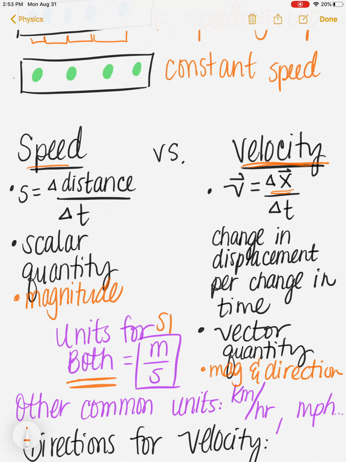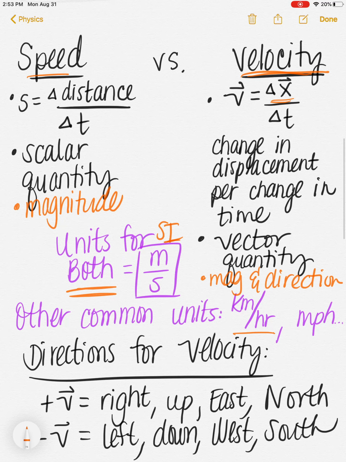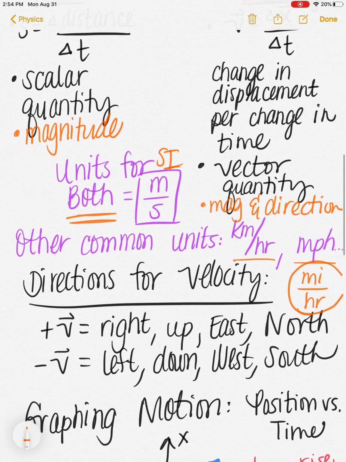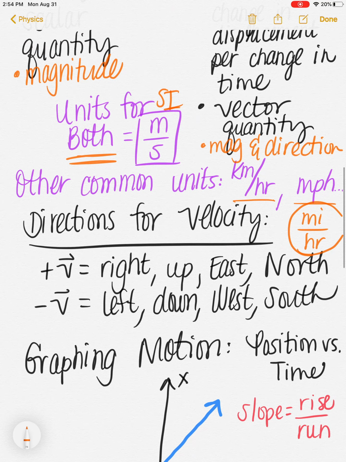Regardless, both of those quantities have SI units, meters per second. Other common units, though, would be like kilometers per hour or MPH, which stands for miles per hour. And I encourage you to write it as miles per hour rather than MPH when you're doing unit conversion, so you make sure that you keep the hours in the denominator and the miles in the numerator. Now, besides saying north, south, east, west, we generally will quantify using sign conventions of positive or negative. So a positive velocity is generally something that's moving to the right, up, east, or north.